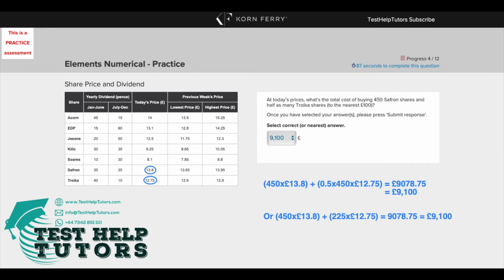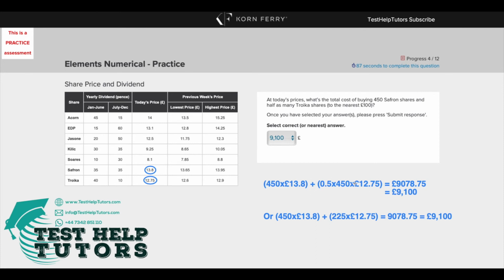So 450 Saffron shares is simply 450 times £13.80, this bit here, and half as many Troika shares. So that means half of 450. To work out half of 450, all we have to do is 0.5 times 450, which would give us 225. To work out the cost of half as many Troika shares as the 450 Saffron shares, we have to do 0.5 times 450 times £12.75. Okay, so again, this is the price of the Saffron shares, and this is the price for the Troika shares.